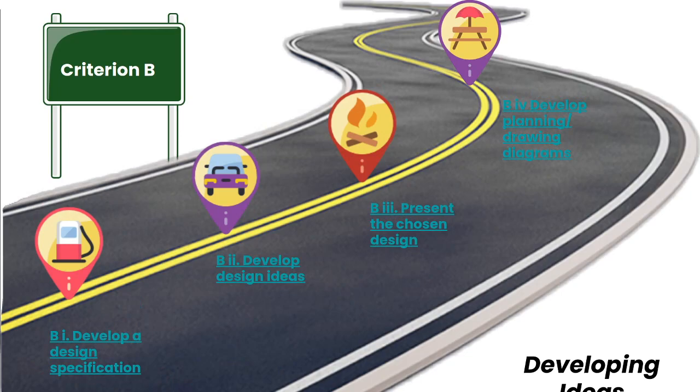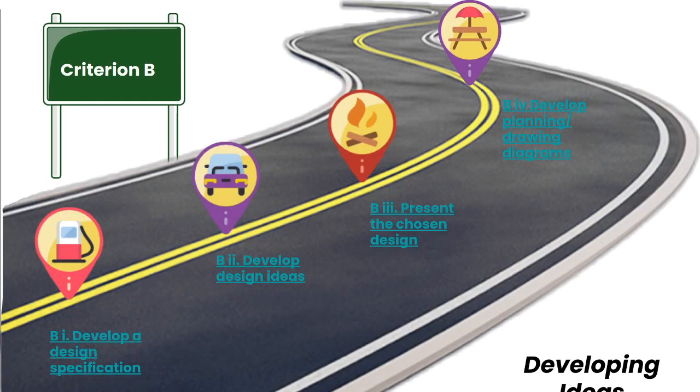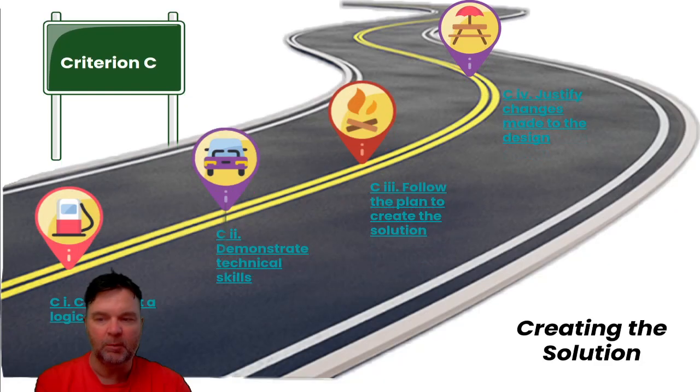Criterion B, develop a design specification. Develop design ideas, present the chosen design, and develop or plan drawing diagrams. Criterion C, creating the solution. Construct a logical plan, demonstrate technical skills, follow the plan to create the solution, and justify changes made to the design.